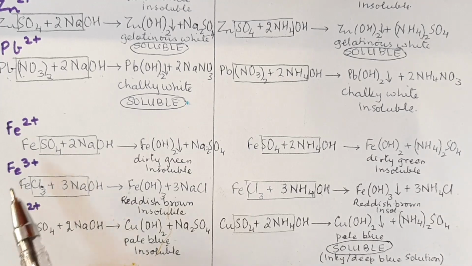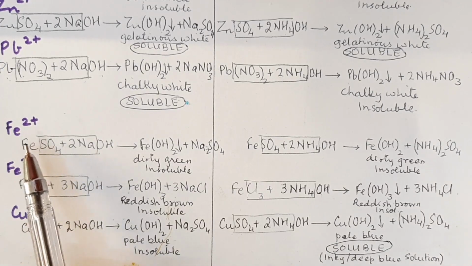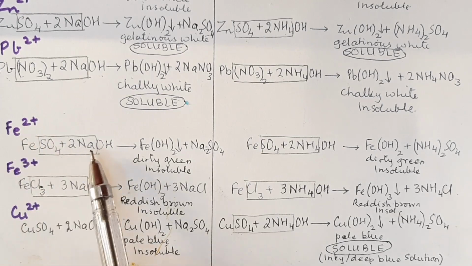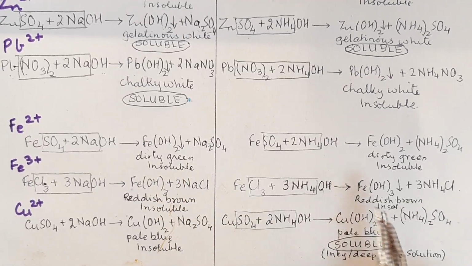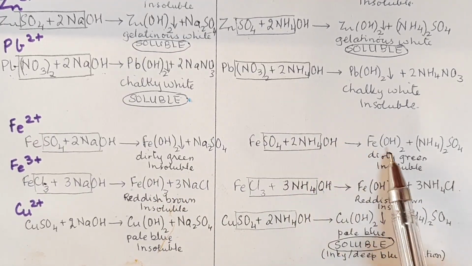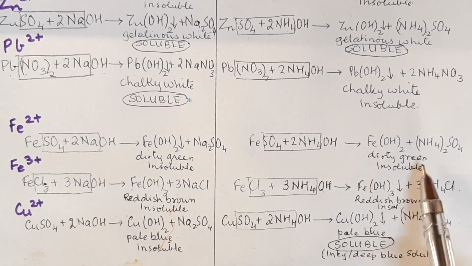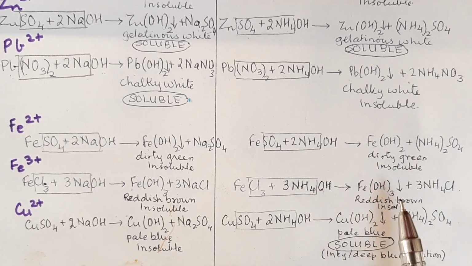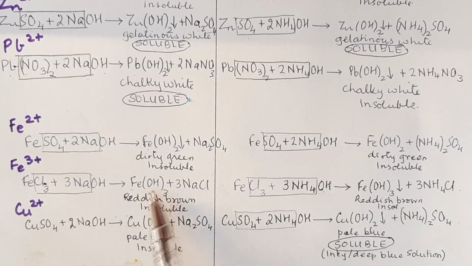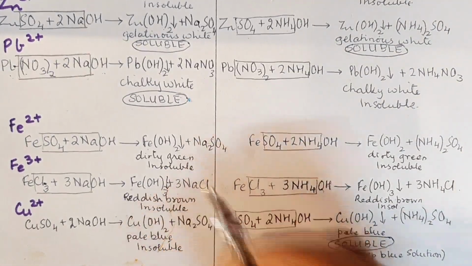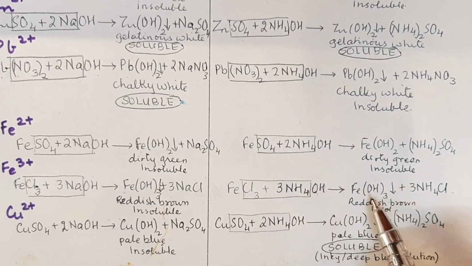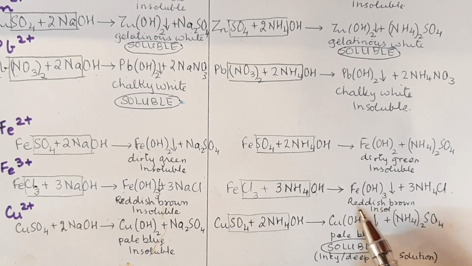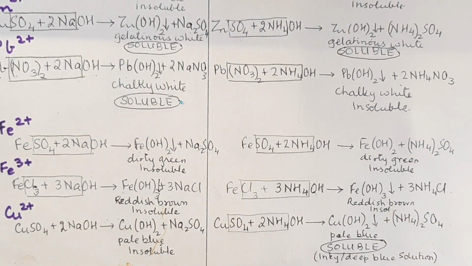So let us look at our reactions once again and the precipitates, the colors of them. Fe2+ with NaOH gave Fe(OH)2, which is dirty green, insoluble in excess of NaOH. And with ammonium hydroxide, again we had Fe(OH)2, which was dirty green precipitate, which was insoluble in excess of ammonium hydroxide. Fe3+, we had Fe(OH)3 formed, which was a precipitate of reddish brown color, which was insoluble in excess. And with NH4OH, Fe(OH)3, which was again reddish brown precipitate which was insoluble in excess.